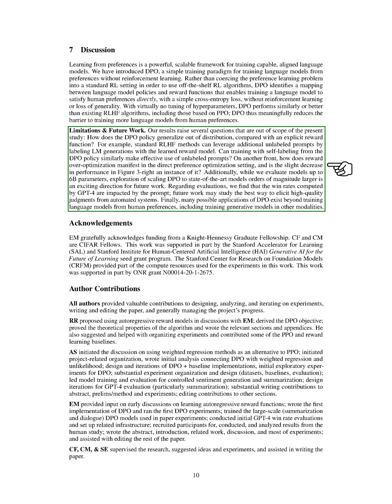Our study raises several questions that are beyond the scope of the current study. For example, how does the DPO policy generalize out of distribution, compared with an explicit reward function? Can training with self-labeling from the DPO policy make effective use of unlabeled prompts? How does reward overoptimization manifest in the direct preference optimization setting? While we evaluate models up to 6B parameters, exploring the scaling of DPO to state-of-the-art models orders of magnitude larger is an exciting direction for future work.